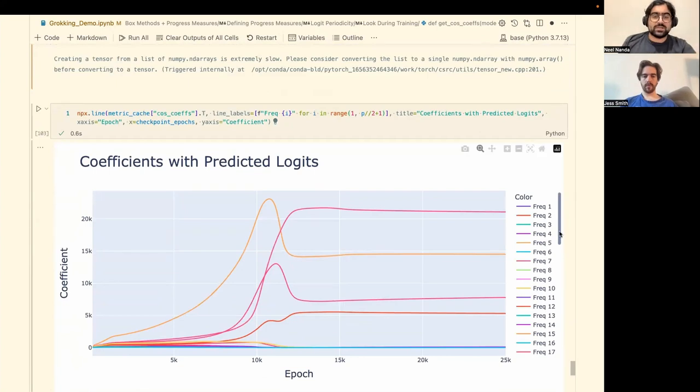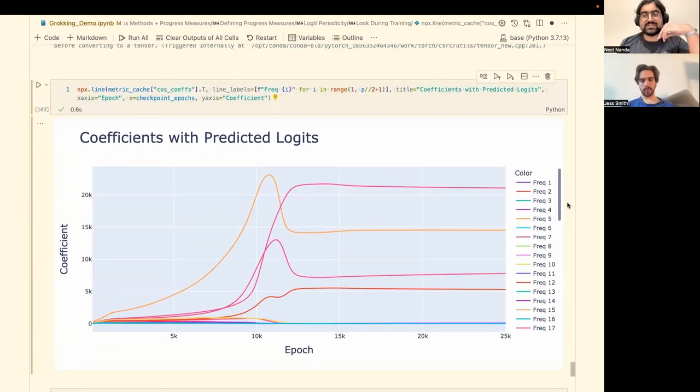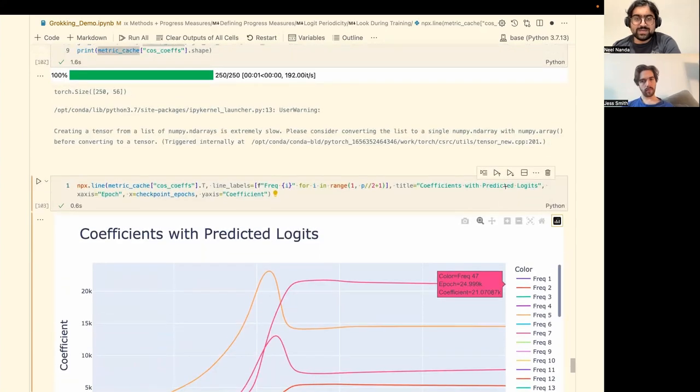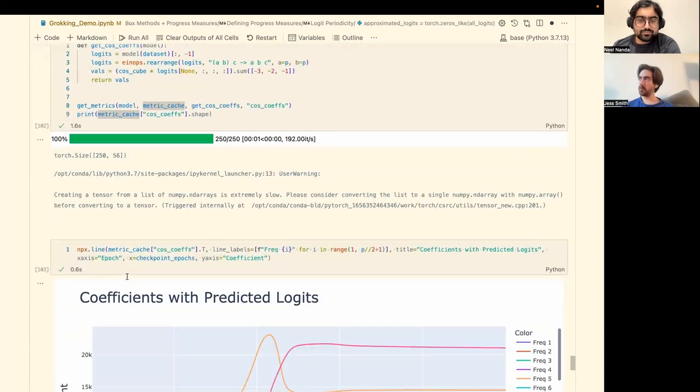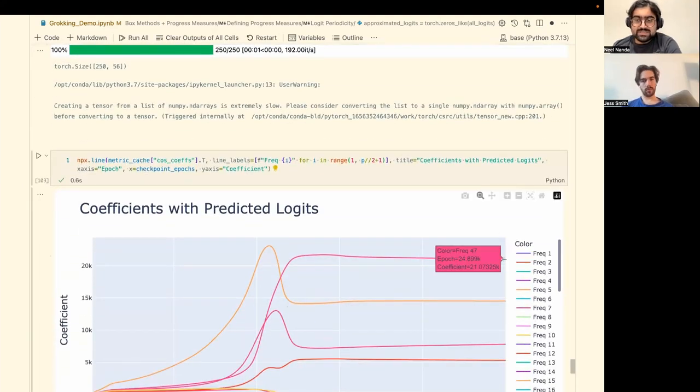We can plot the coefficients for every frequency over the course of training. So there are two interesting observations when we look at this. The first is just to sanity check. The model we were studying was at the very final epoch, and let's just check that these coefficients do basically match what we had earlier. 21,070, 21,070. I have not messed up the code, always a good start.